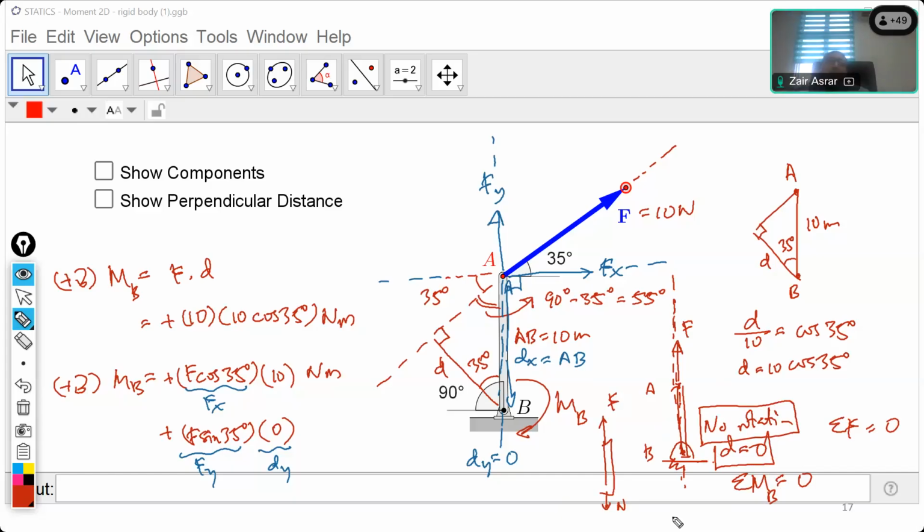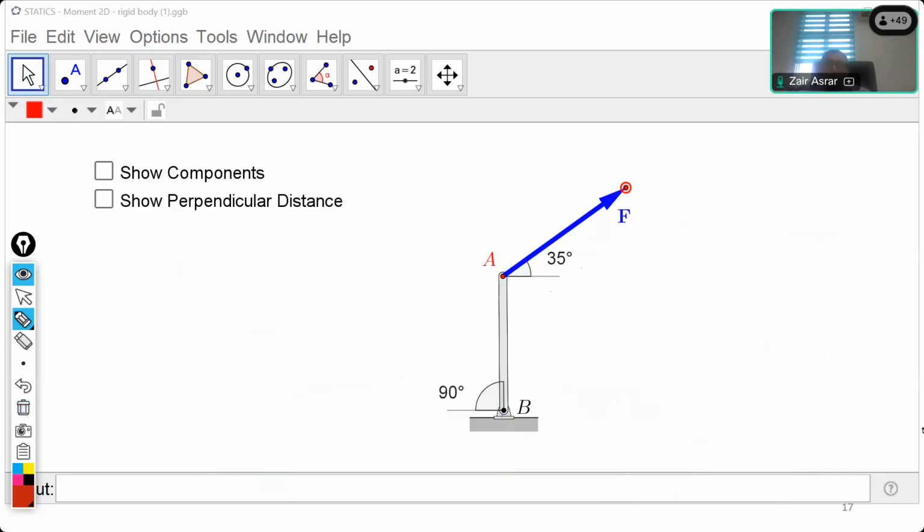Okay. Now, if I want to go back to the previous example that we have.